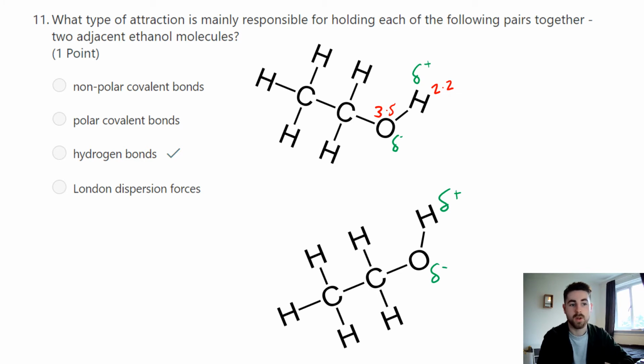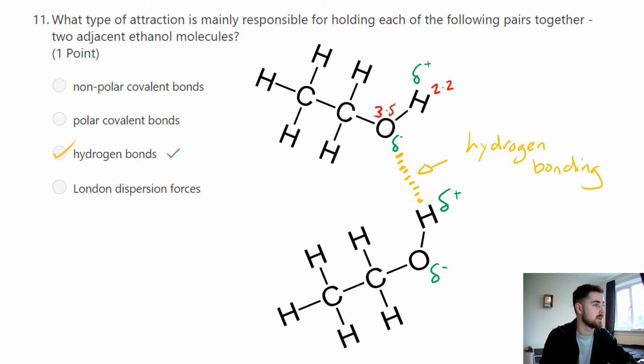So if we've got two adjacent ethanol molecules with these strongly polar groups, then the oxygen atom of one molecule is going to be attracted to the hydrogen atom of another molecule because the oxygen is negative and the hydrogen is positive and opposites attract. So we'll end up with an attraction forming between the O of one molecule and the H of another molecule, and this attraction here is known as hydrogen bonding. As we saw in the last slide, hydrogen bonding occurs between NH, FH and OH groups. So the answer here is hydrogen bonds.